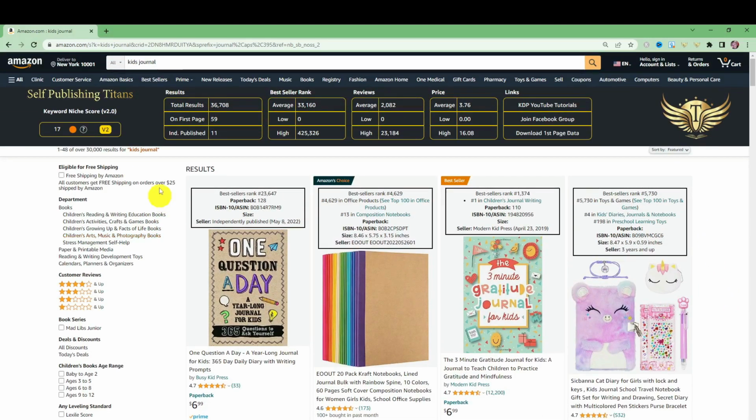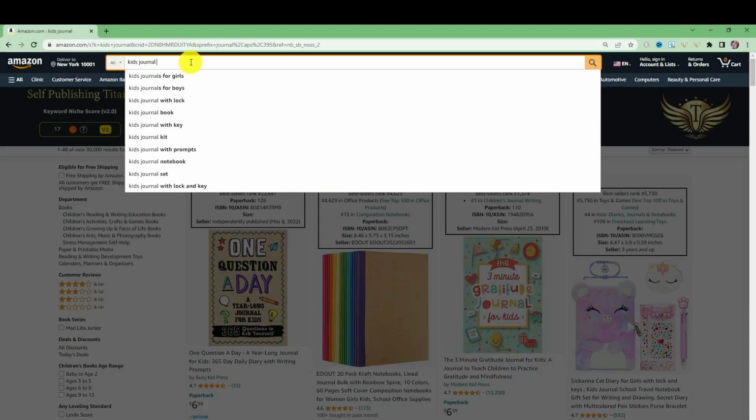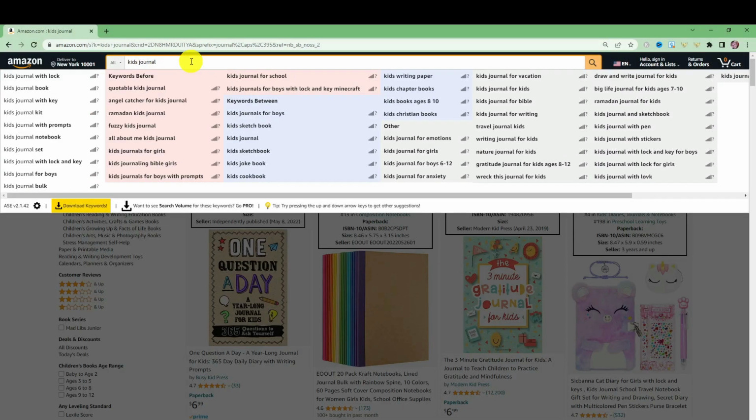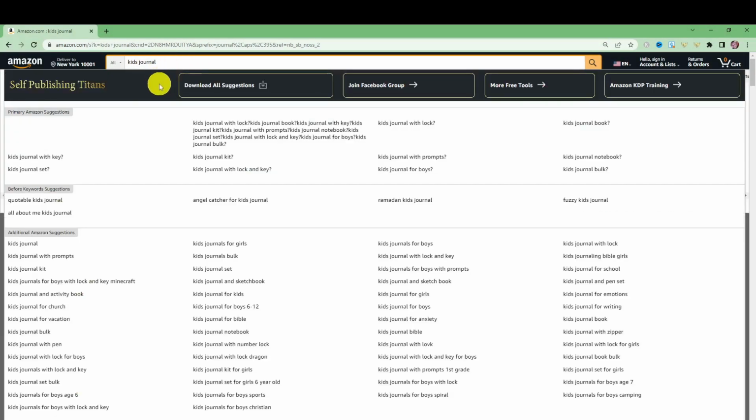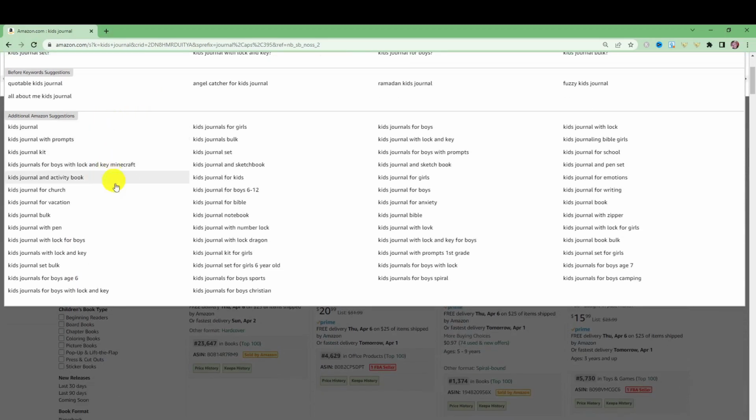We want to niche down again. So if we put our cursor up here and type a couple of spaces, the self-publishing titles kick in, and we can have a look down here. I went through this and thought, what kind of kids journal would I like to make? Some of these you're not going to be able to make, for example, with a number lock. That's obviously not something that we can make independently published. With a zipper, we can't make that.